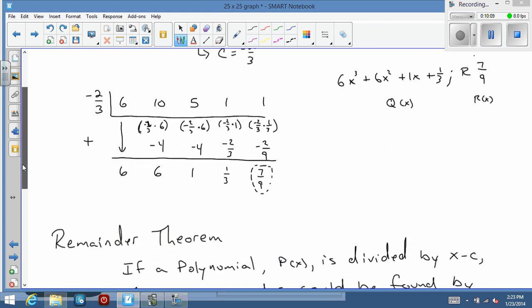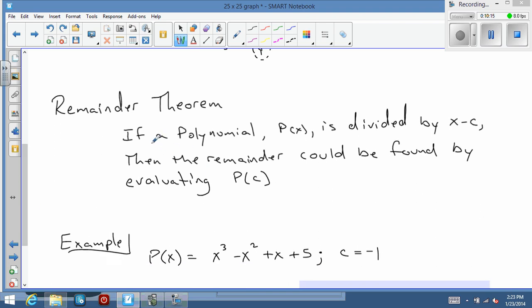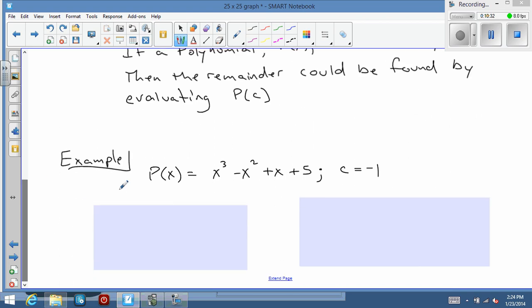All right. Here's another thing to learn about. It's called the remainder theorem. If we have a polynomial, p of x, that is divided by x minus c, then the remainder can be found by evaluating the polynomial, plugging in the value of c. So if we go down here to this example, we have p of x equals x cubed minus x squared plus x plus 5. Our c value is -1. Now remember, that would come from x plus 1, because it would be the opposite of that, just as a side note.